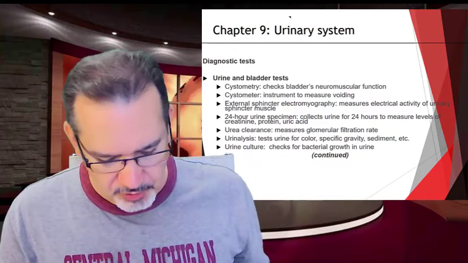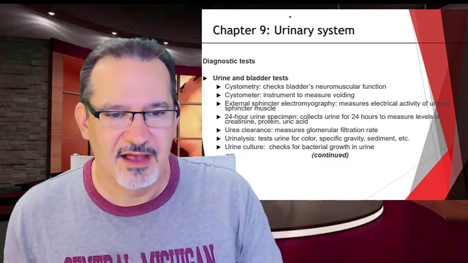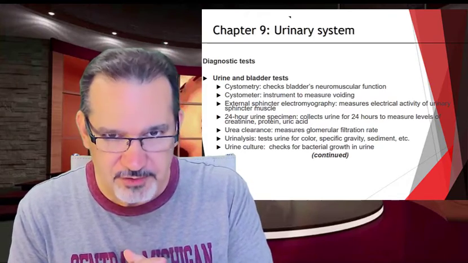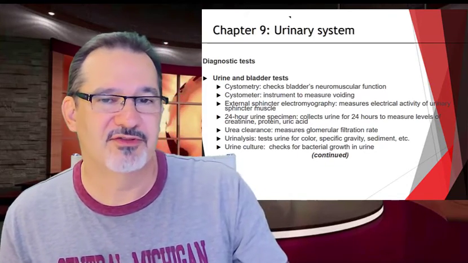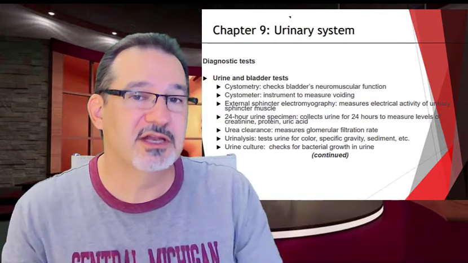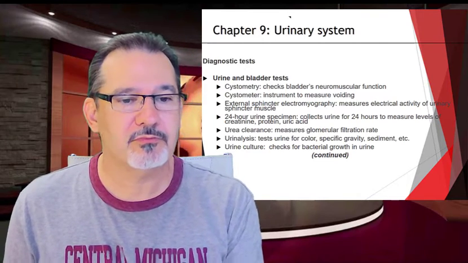Okay, urine and bladder tests. These are some of the tests that we might do. A cystometry checks the bladder's neuromuscular function. Again, this might be something where if somebody's having urinary incontinence and the inability to control urine, we might do a cystometry.